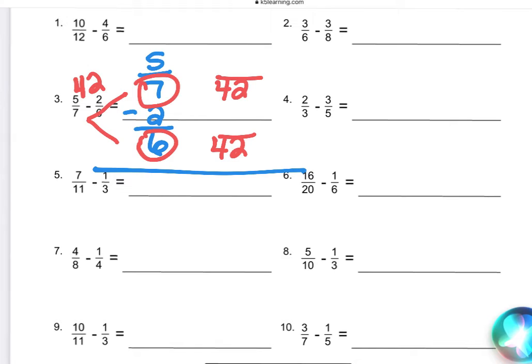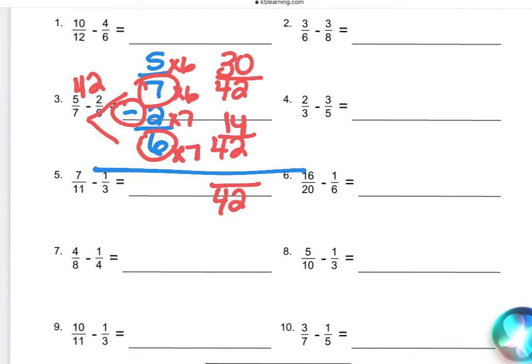So I asked myself, 6 times what is 42? It is 7. 7 times 2 is 14. 7 times what is 42? It is 6. 5 times 6 is 30. Remember to look at your sign so you don't do the wrong operation. Your common denominator is 42, and then you subtract. If you don't know 30 minus 14, go over to the side and work 30 minus 14 out.